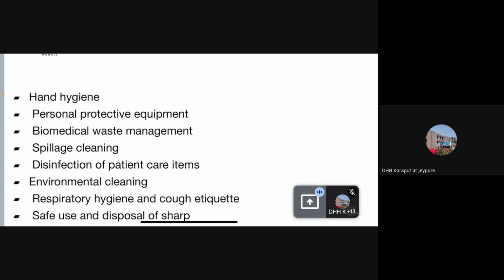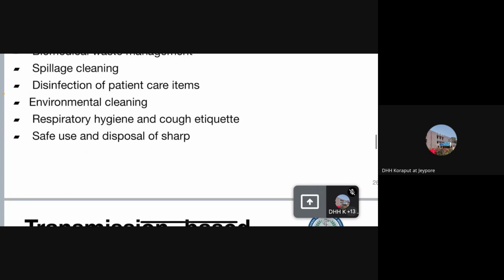And as I said, the five pillars: disinfection of all the patient care items is very, very important. Environmental cleaning, respiratory hygiene and cough etiquette, and last is the safe use and disposal of the sharps. So coming to the first one, and before that, there is one term, the standard precaution, which is to be applicable to every patient. But there are certain patients which need precautions above the standard precaution, and that we call transmission based.